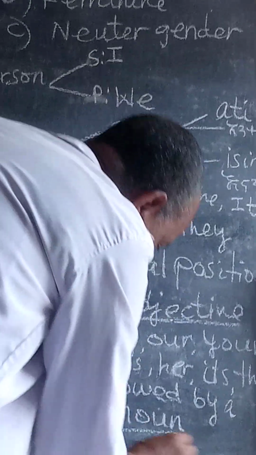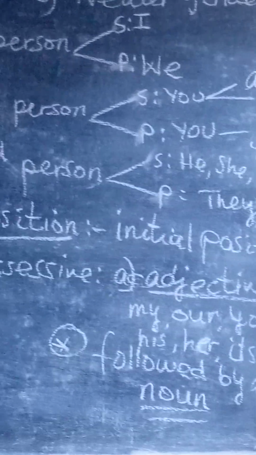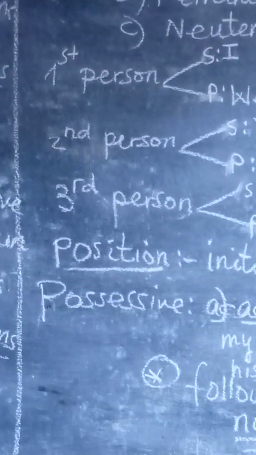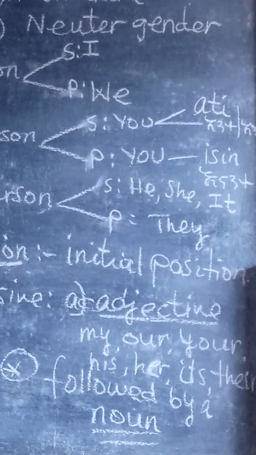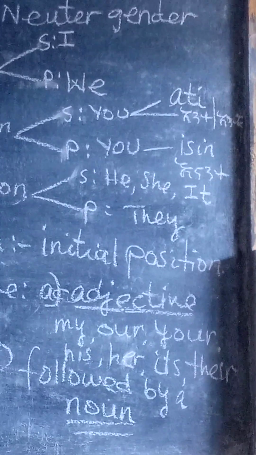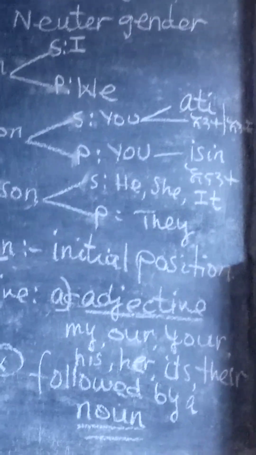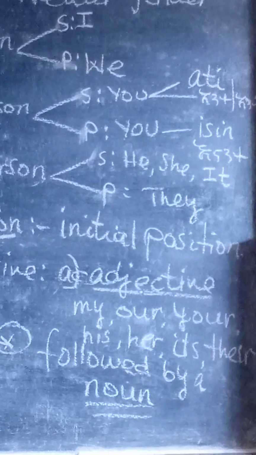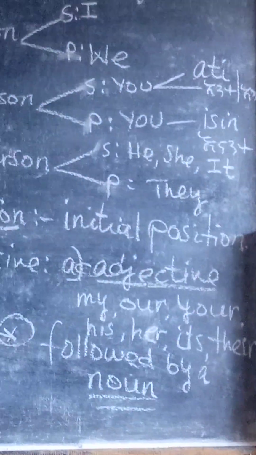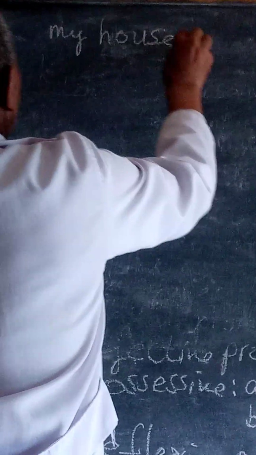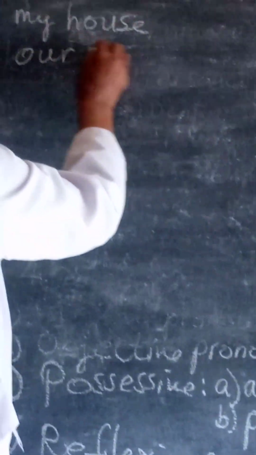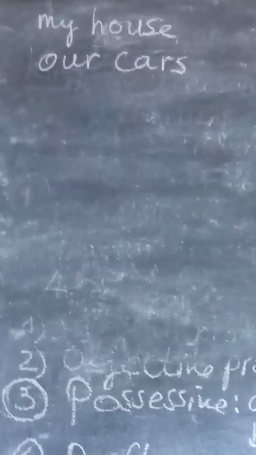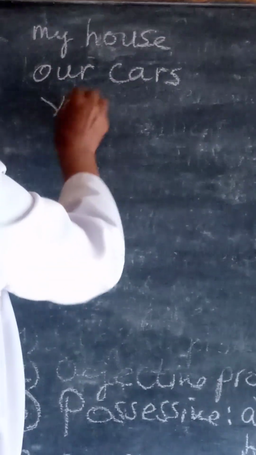They cannot be used alone. They are followed by a noun. Let's look at them in detail. They are followed by nouns. We say my house. We say our cars. We say your father.